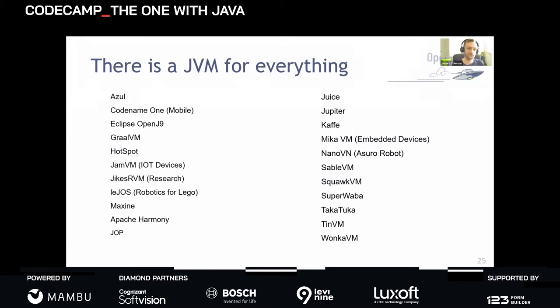So mobile, IoT devices, research. The LEJOS one is actually built for Lego Mindstorms robotics, which I thought was very cool. And the Maxine JVM, also something to note, is what GraalVM is based on, but we'll talk a little bit about that later. But again, there are loads of different JVMs.